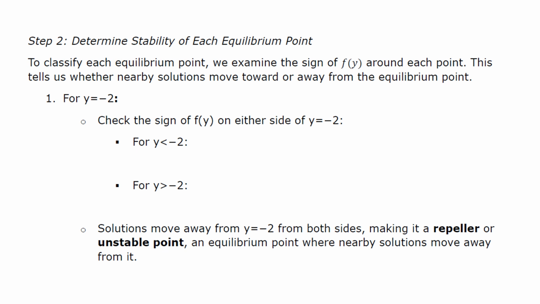Step 2 is going to be to determine the stability of each equilibrium point. So to classify each equilibrium point, we examine the sign of f of y around each point. This tells us whether nearby solutions move toward or away from the equilibrium point. So for y equals negative 2, we're going to check the sign of f of y on either side of y equals negative 2. So we're going to choose a point for y that's less than negative 2. So we're going to choose -4.